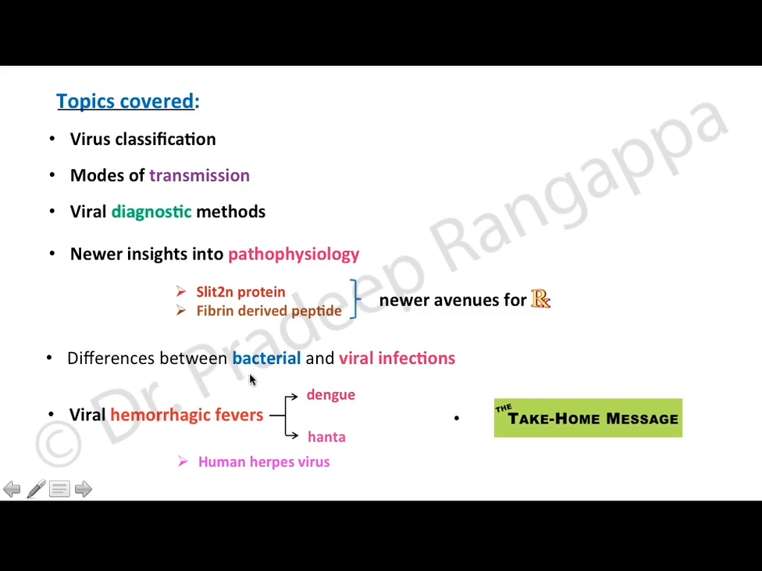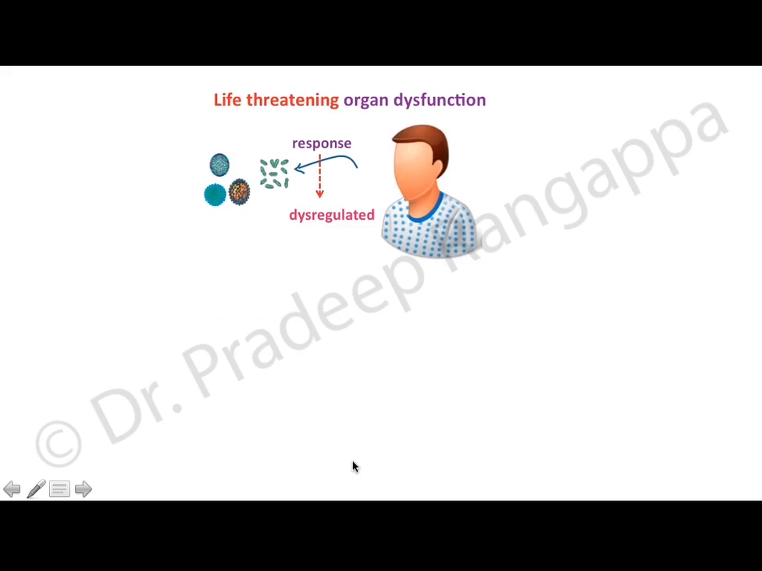And we'll look into the difference between bacterial and viral infections. And since in India we have a problem with dengue, we'll cover a bit about dengue fever. And Hanta also is very much prevalent in India, so we need to have an index of suspicion for Hanta virus, a little bit on human herpes virus, and a take home message.